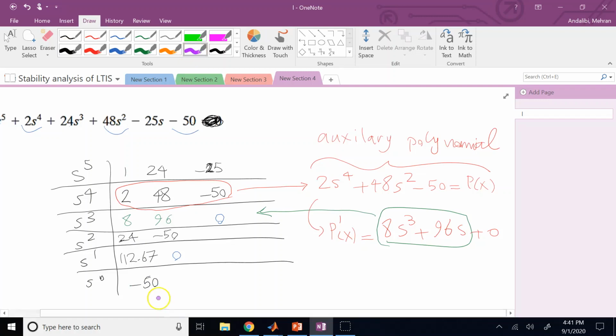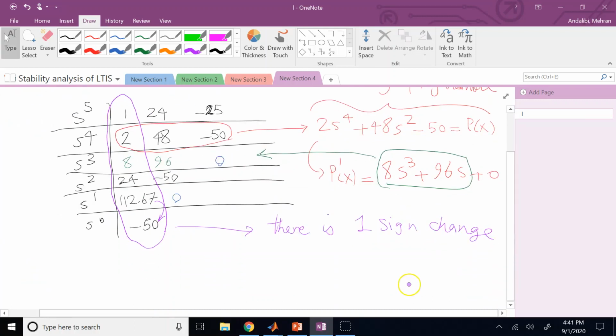Now I look at the first column. Do I see any sign change? Yes, I see one here. So there is one sign change. Therefore, there is one root with positive real part among the poles, and so the system is unstable.